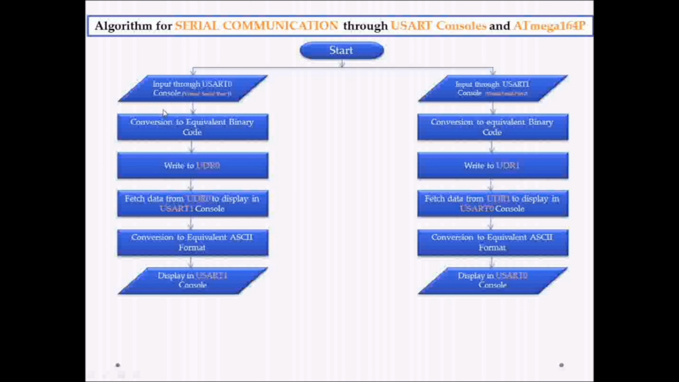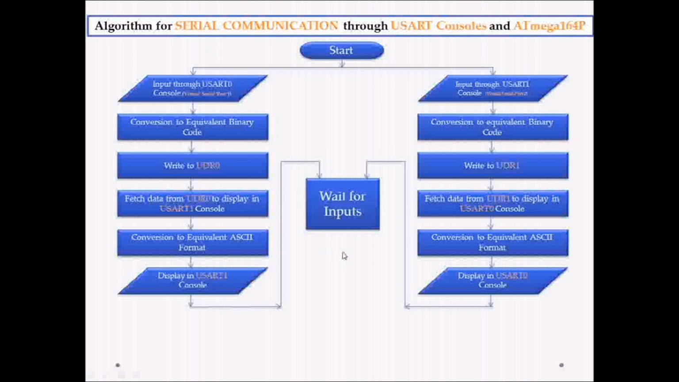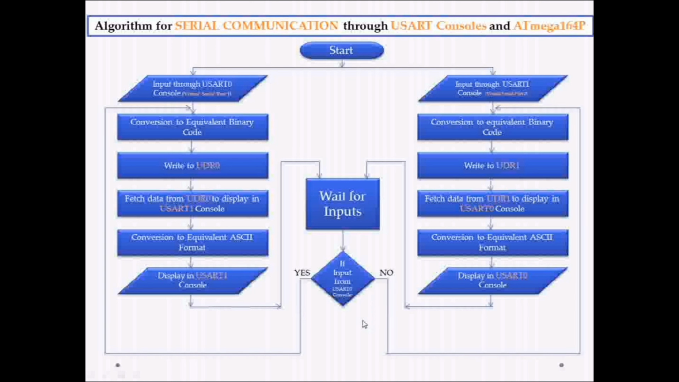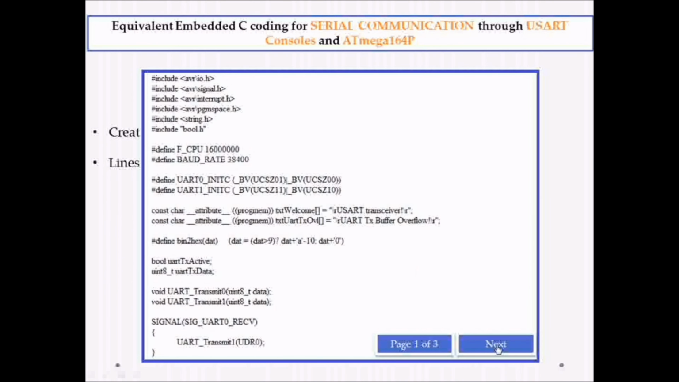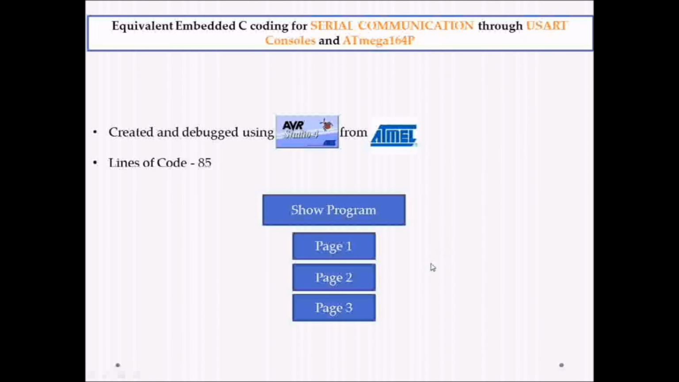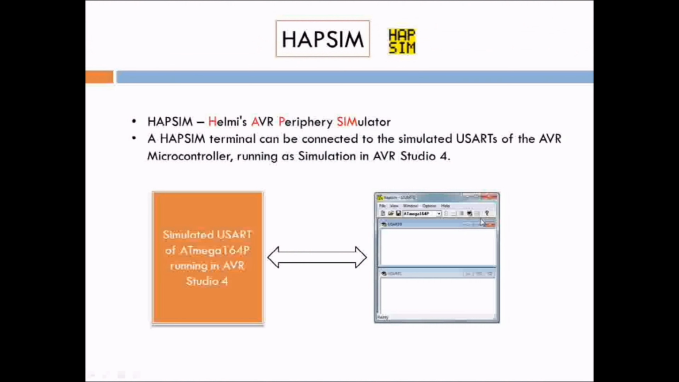If we give input to USART 0, it will be displayed in the USART 1 console, and if we give input in the USART 1 console, we will get output in the USART 0 console, and that's the process. So again this process will continue. It will be waiting for inputs, and based on the inputs from the console window, the condition will flow. Now this is a program for serial communication that will be written to the microcontroller.